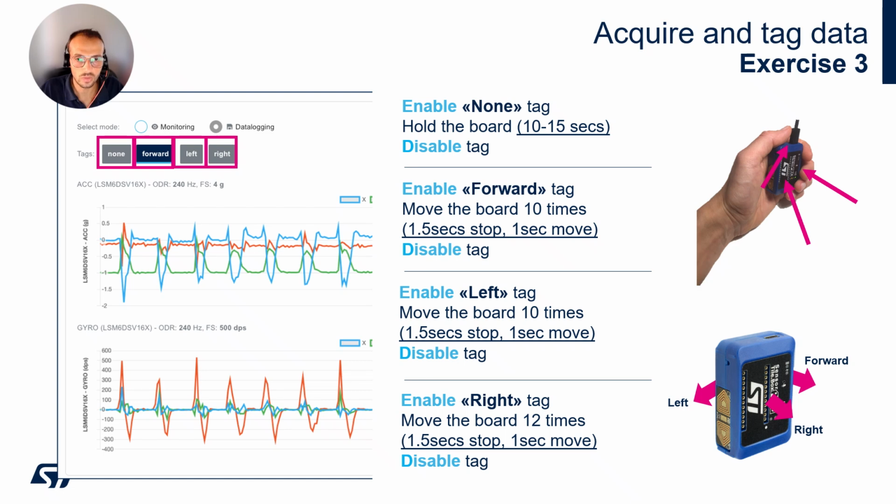Let's move the board slowly enough so that the upwards and downwards peaks of the signal are clearly visible. For the left class, follow the same approach and perform 10 movements. For the last class, right, let's move the board 12 times instead. It is just a trick to have a dataset a little bit unbalanced.